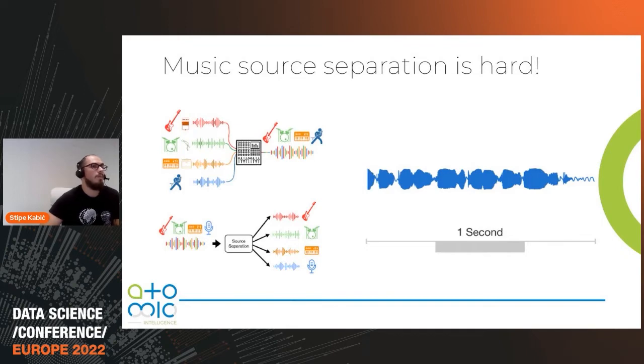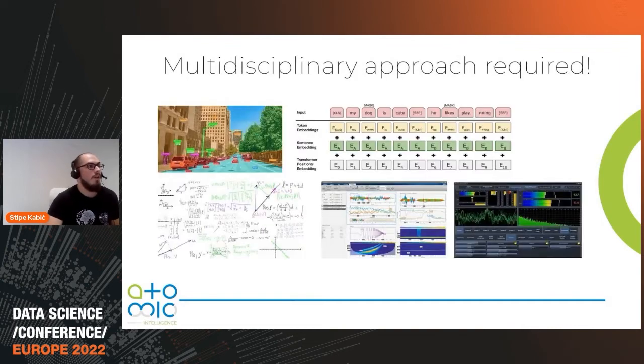Also, there is a problem of not having large pre-trained models and large data sets to use for transfer learning and such things. And another difficulty is annotation as well. It's very difficult to annotate audio data. You have to listen to it. Music source separation is also very hard unless you have the original stems. So what that means is that there is a multidisciplinary approach required for solving this problem.